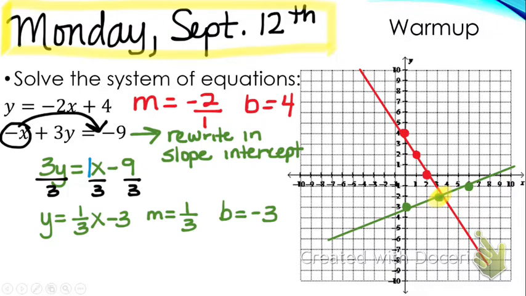So there's 3 different methods that you can do to solve a system. And one of them is substitution, and that is also a great method. So graphing, substitution, and today we're going to do elimination.